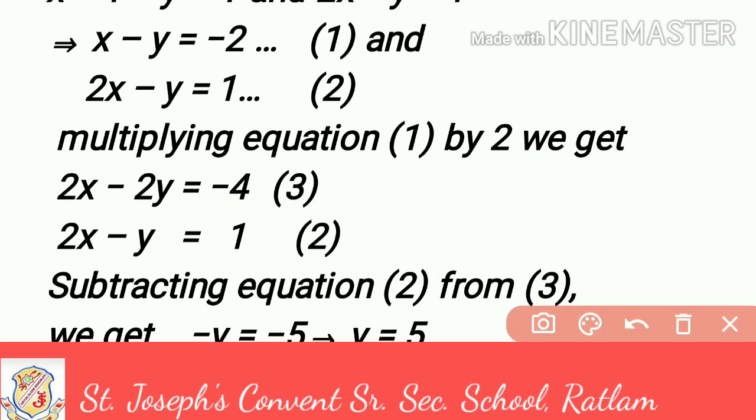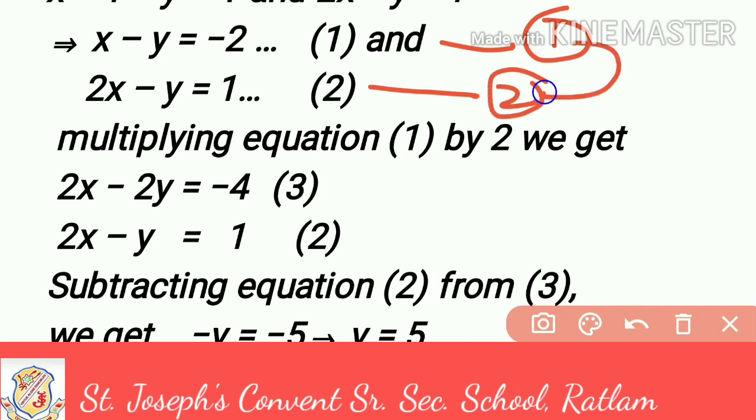Now you know, we have already discussed, whichever variable we want to eliminate, simply make the coefficient of that variable equal to each other. And how do we make it equal to each other? By taking the LCM. What is the coefficient here? The coefficient is 1. And what is the coefficient here? The coefficient is 2. What is the LCM? LCM is 2. So in order to make it 2, equation number 1 should be multiplied by 2. And equation number 2, let it be as it is without multiplying it by anything.